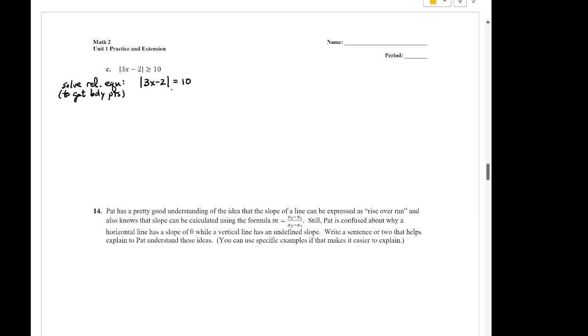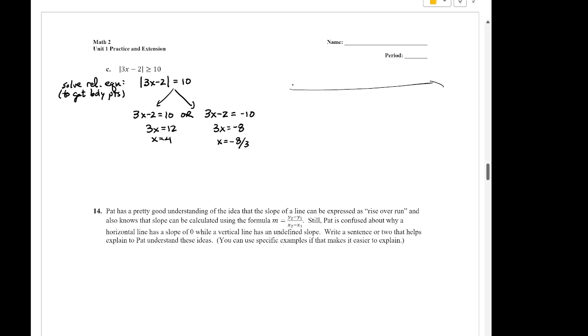Okay, now we can split that into two. So it's 3x minus 2 equals 10, or it's 3x minus 2 is negative 10. And so now we'll solve this. So 3x equals 12, so x is 4, or 3x equals negative 8, so x is negative 8 thirds. Okay, and now those are my boundary points on my number line.